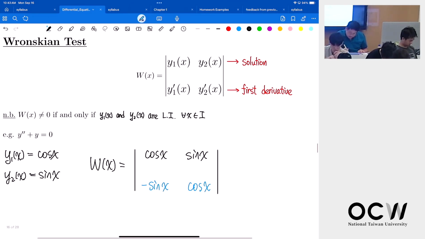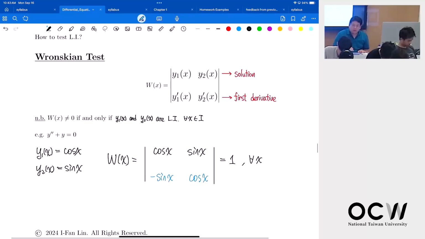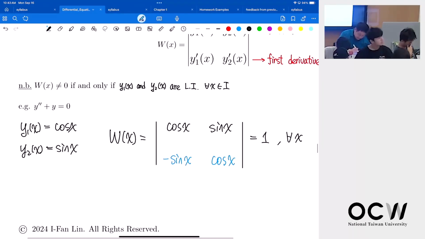Okay, this is 1, right? Cosine squared plus sine squared equals 1. Not 0 for all x. Then y1 and y2 are linearly independent, and we can say that the solution is the linear combination of y1 and y2.